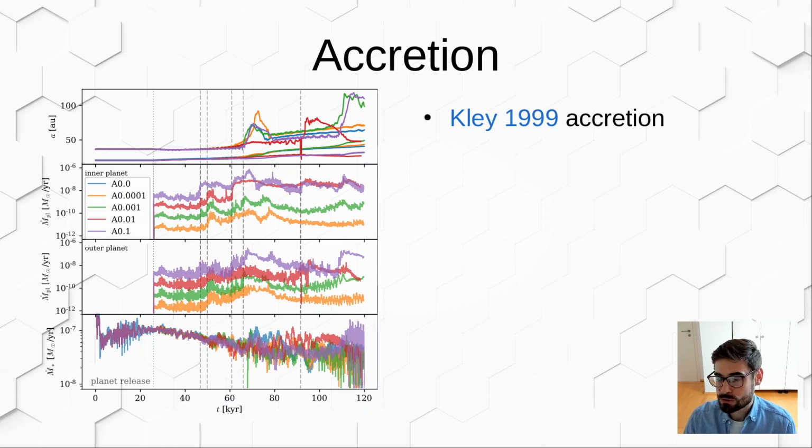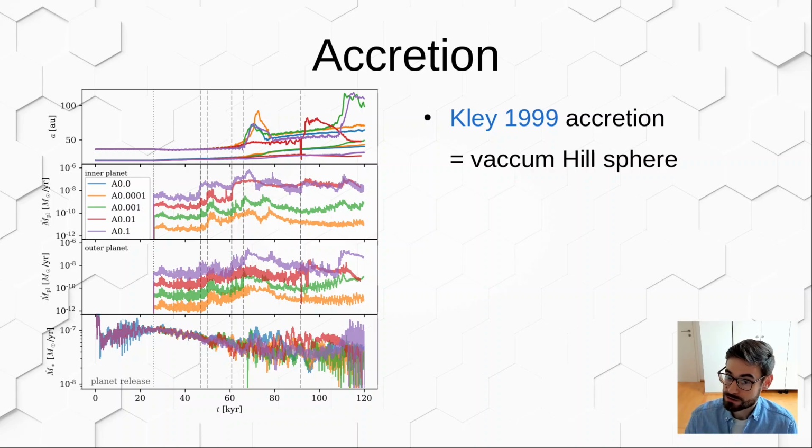In FargoCPT we use the Kley 1999 accretion prescription, which more or less means that we vacuum out the Hill sphere. And the parameter tells us how strongly we vacuum out, so how much mass and momentum we take out from the Hill sphere. And the parameter here on the left, you see it in the legend, it's A = 0.001. Well, the number is the accretion efficiency. More or less which fraction of mass do we take out from the Hill sphere every orbit.